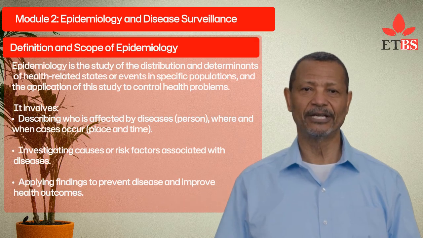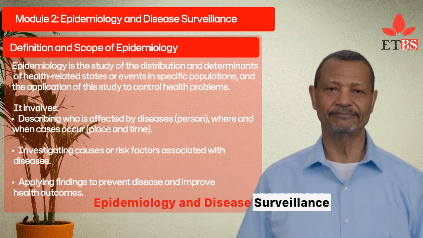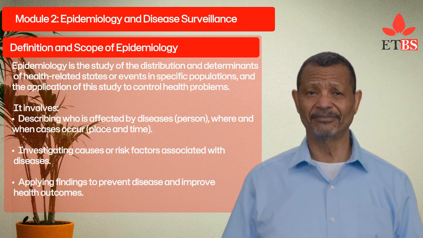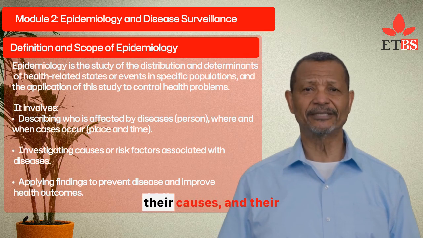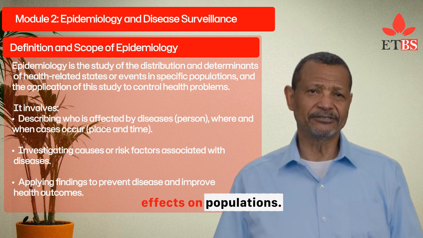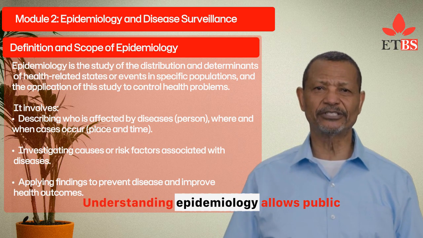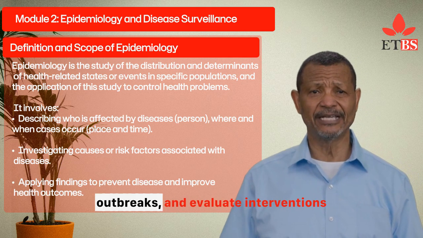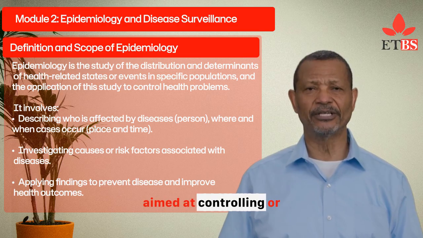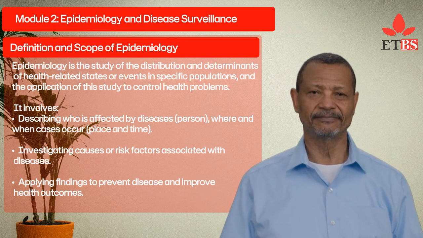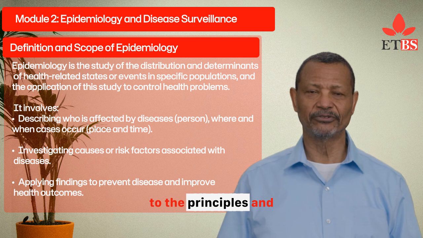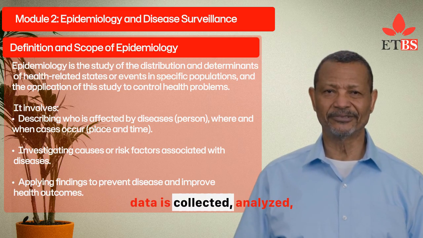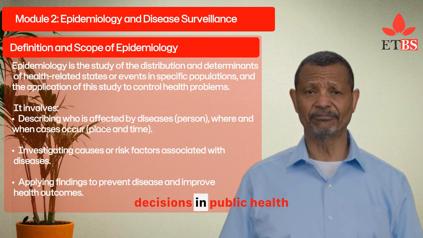Welcome to Module 2, Epidemiology and Disease Surveillance. Epidemiology is often described as the cornerstone of public health. It is the study of how diseases spread, their causes, and their effects on populations. Understanding epidemiology allows public health professionals to identify health risks, track disease outbreaks, and evaluate interventions aimed at controlling or preventing diseases. This module introduces you to the principles and methods of epidemiology and disease surveillance, including how data is collected, analyzed, and used to make decisions in public health practice.